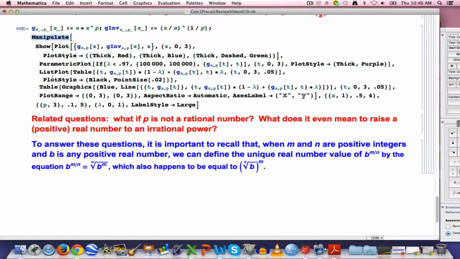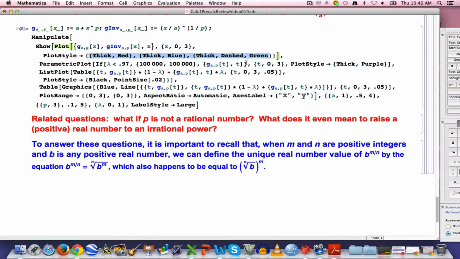Manipulate again makes the animation. A, p, and lambda are the animation parameters. They are inside the manipulate but outside the show. Show, once again, combines different graphic objects. The first object we create is a plot of g, g inverse, and the line y equals x colored differently: red, blue, and dashed green. Okay, so that's making the plot of the graphs themselves.